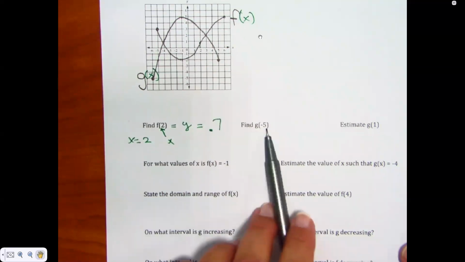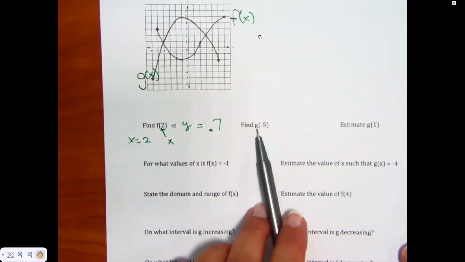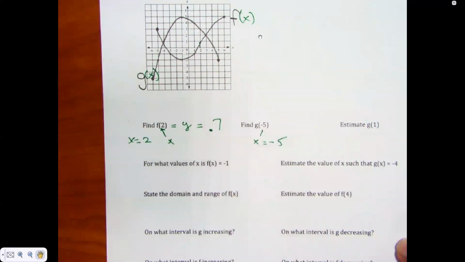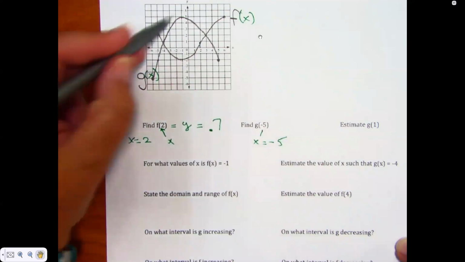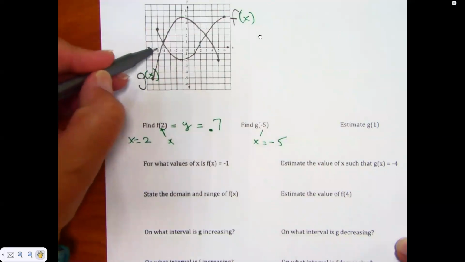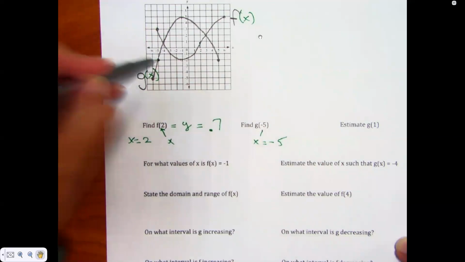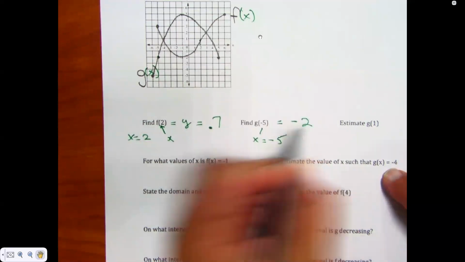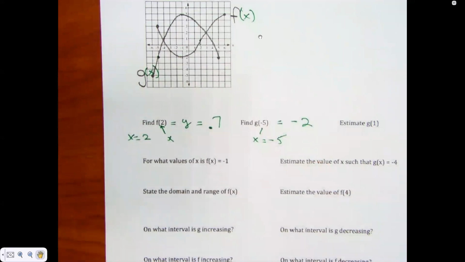All right, what is this one saying? Go to the g function, and x is -5. Now make sure you're on the g function. x is -5. What is the y value? That one's a little bit better. I think that one is -2. So there's a whole couple sentences there with just that little notation.